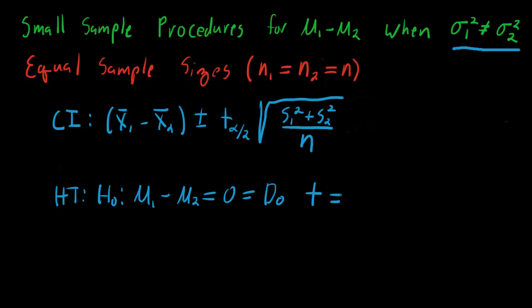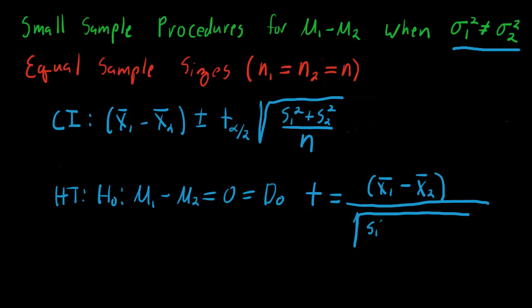We're going to say t is equal to our x1 bar minus x2 bar, and all of that is going to be divided by our square root of s1 squared plus s2 squared, and that's all over n. So again, that n is either n1 or n2.